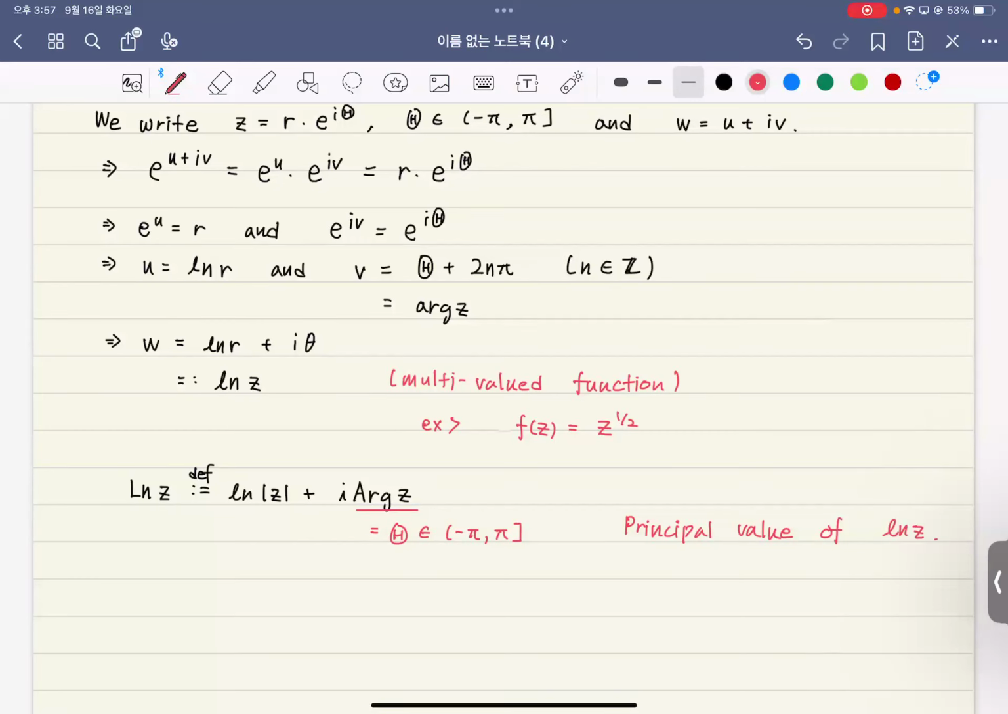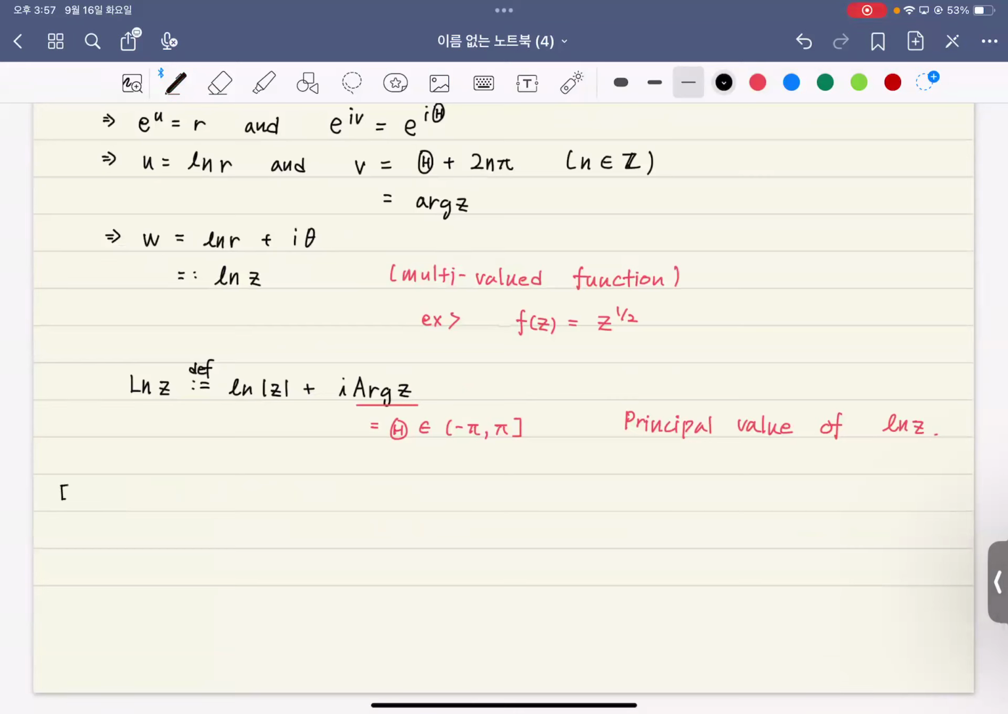Okay. All right. So I guess we need a little time to become familiar with this natural log function. So I have prepared a couple of exercises. Let z be -1 minus square root of 3 times i. And I want to find ln of z and the principal value of ln of z. So what are they?